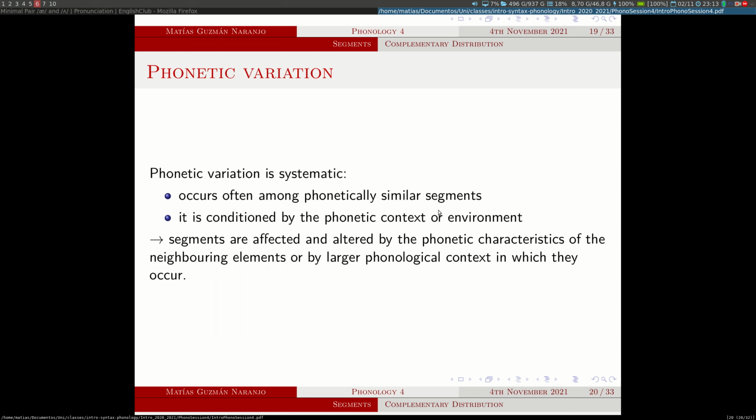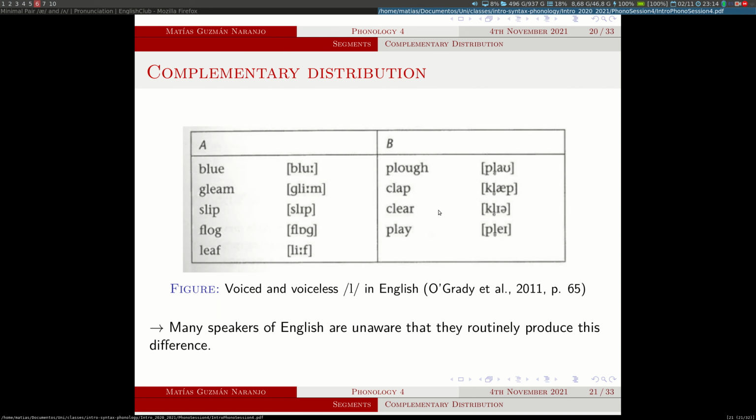Phonetic variation of phonemes is quite rampant and systematic. It occurs for most phonemes in most languages, or maybe not most, but quite often. And phonetic variation is often conditioned on the phonetic context. So we already talked about that in the last video, that basically the environment can determine changes to the phonetic realization of a segment. And this often happens because of things like assimilation, that two phonemes that are close together will start sharing or sounding similar to some degree.